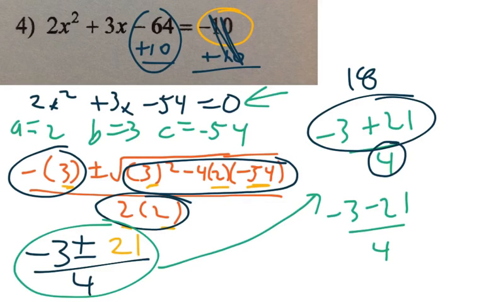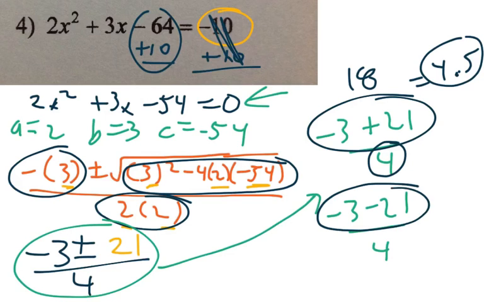18 divided by this 4 is 4.5. And negative 3 minus 21 is negative 24. Divided by 4 is negative 6. So those are my 2 answers, guys. Those are what we call the x-intercepts, right?